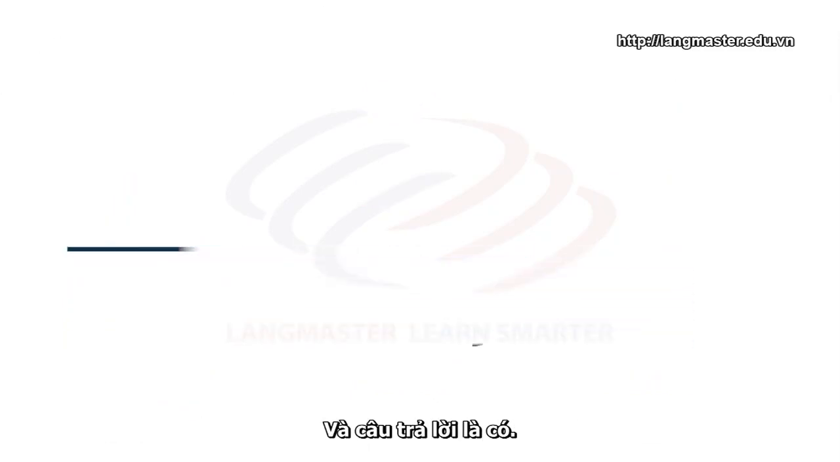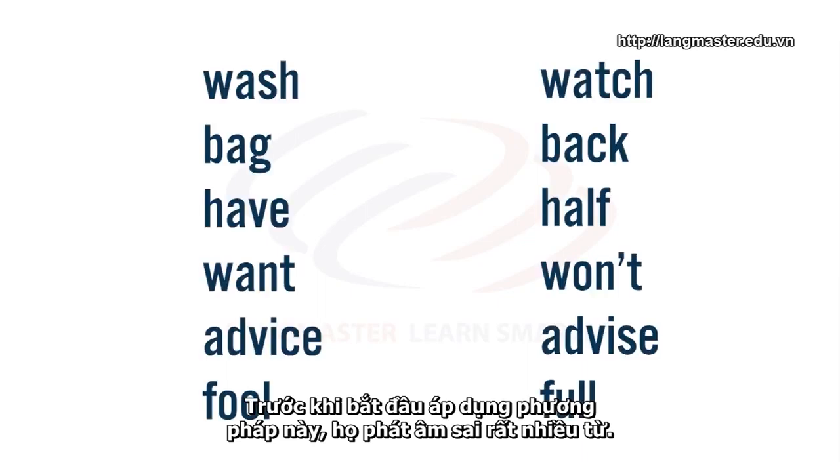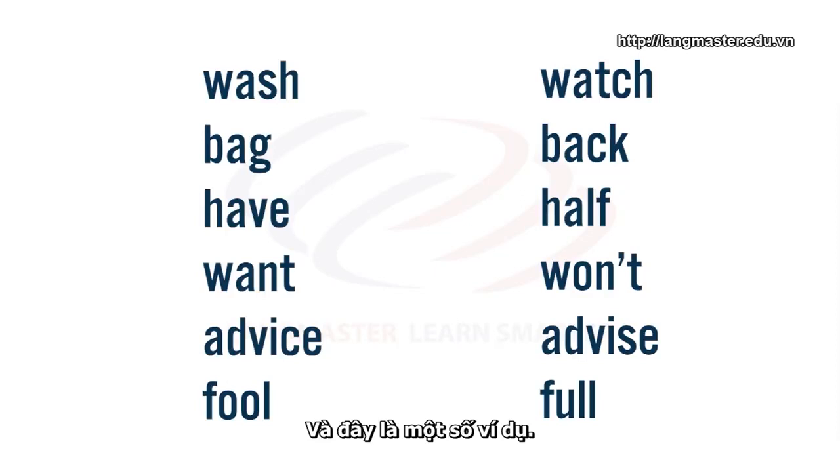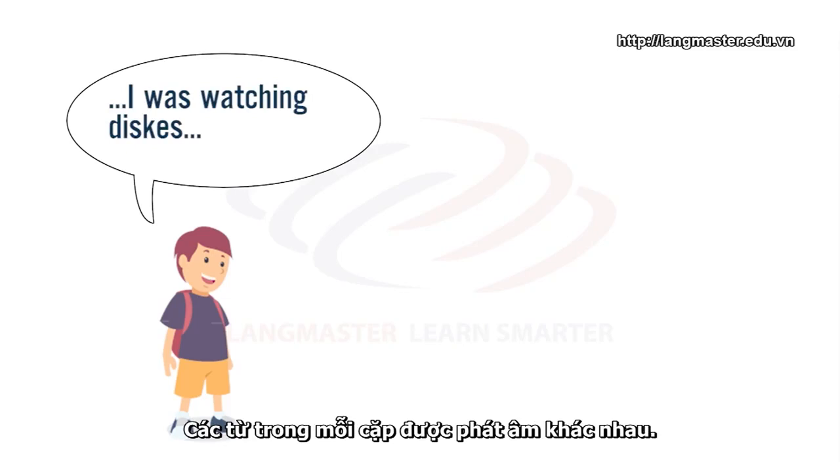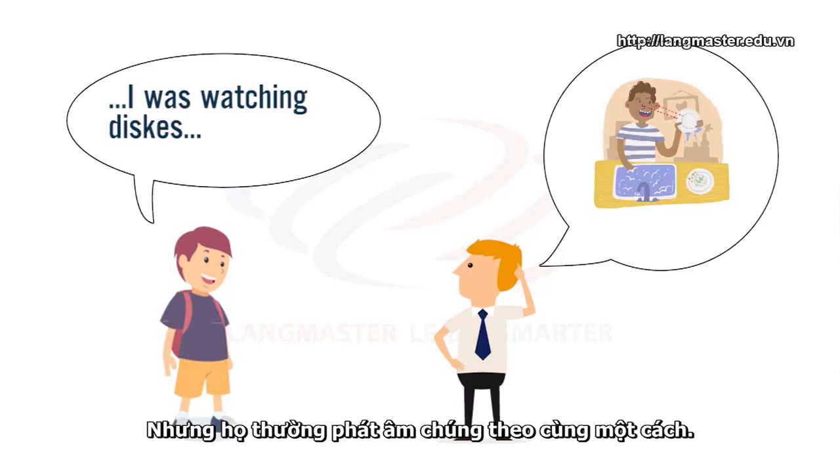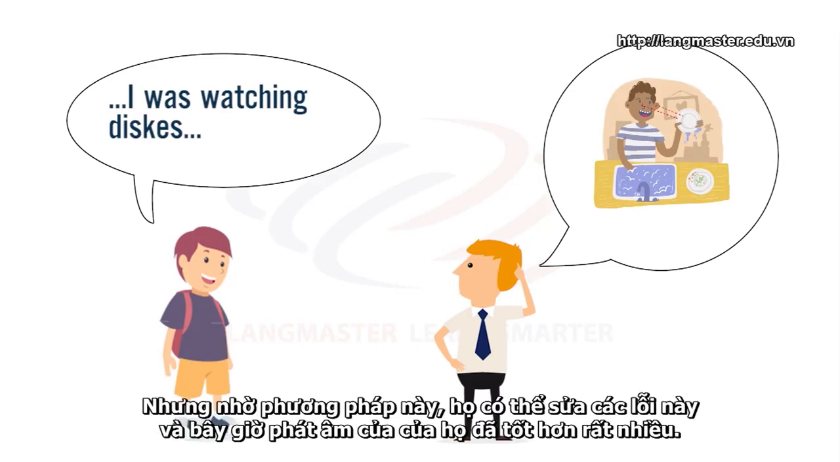Now, you might be wondering, does this really work? And the answer is yes. My students use this method to improve their pronunciation. Before they began applying this method, they mispronounced a lot of words. And here are some examples. Look at these word pairs. The words in each pair are pronounced differently, but they used to pronounce them the same way. So sometimes they would say something confusing. But thanks to this method, they were able to fix most of the mistakes, and now their pronunciation is much better.